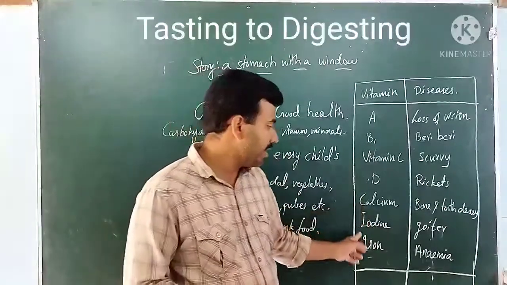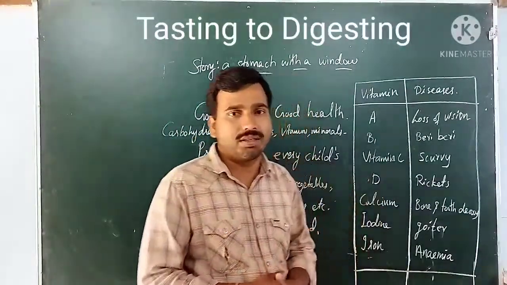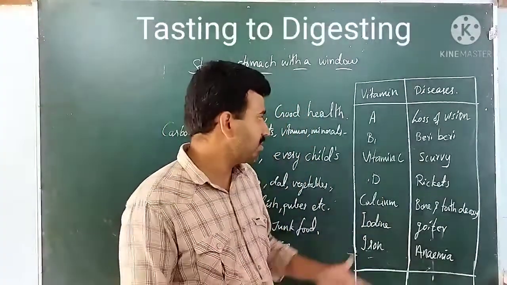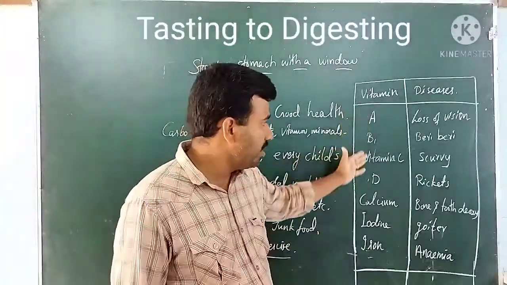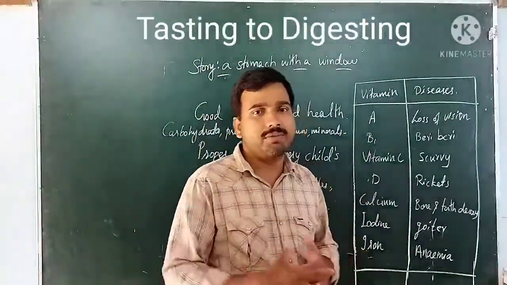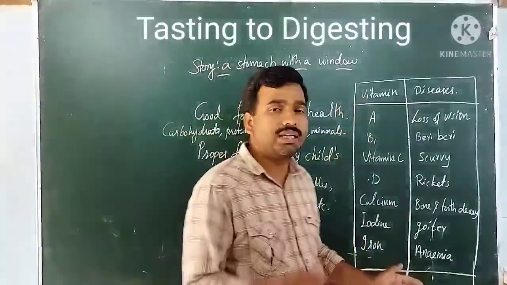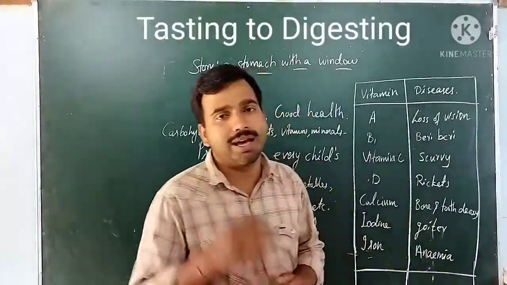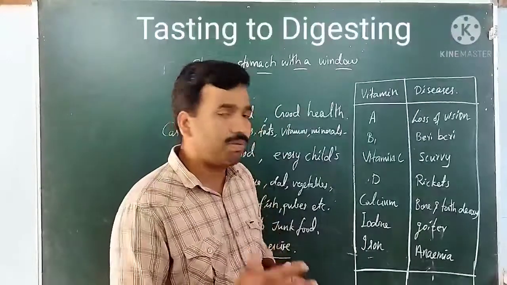These are calcium, iodine, iron. These are minerals that we obtain normally from the food items that we eat. And A, B, vitamin C, D, these are vitamins. So these are the things that we normally get from a balanced diet or proper food.